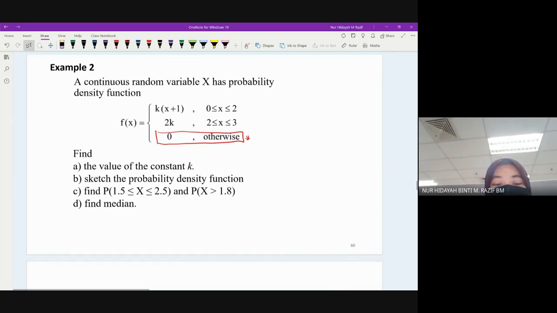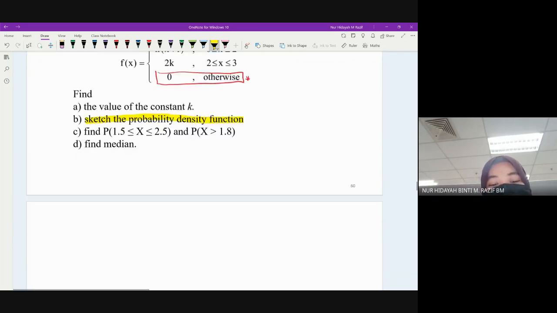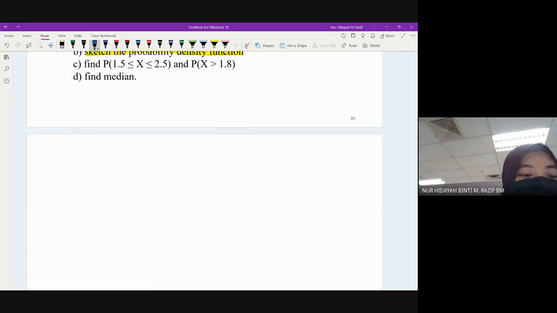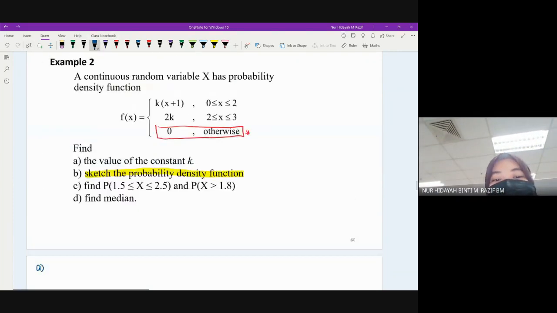Okay, so untuk soalan ini dia kata find the value of your constant k and then sketch the probability density function. So this is what we haven't looked at yet. And then you need to find the probability x greater than equal to 1.5, less than equal to 2.5, and probability x greater than 1.8. Then you need to find your median. So untuk soalan A, how do you find your k?